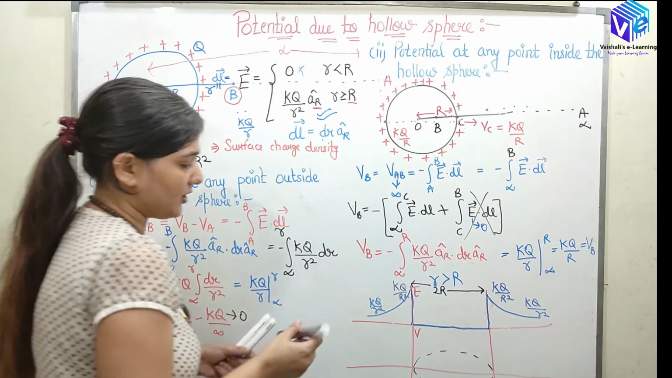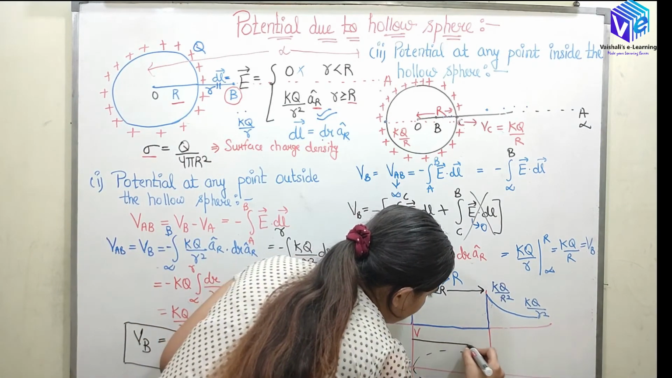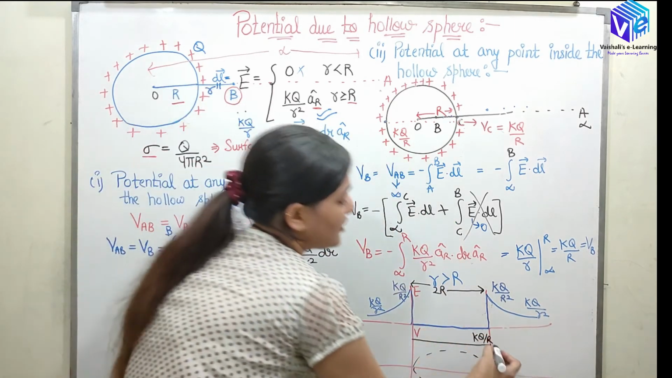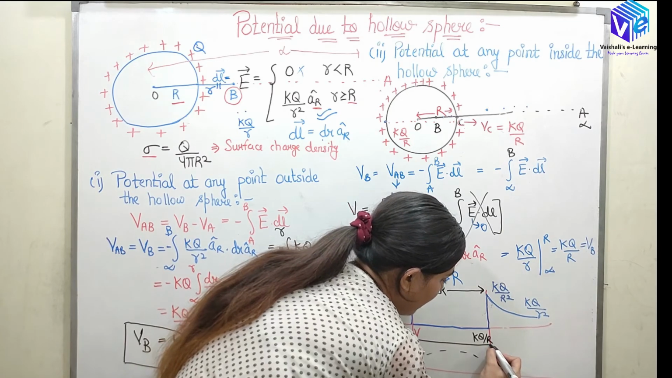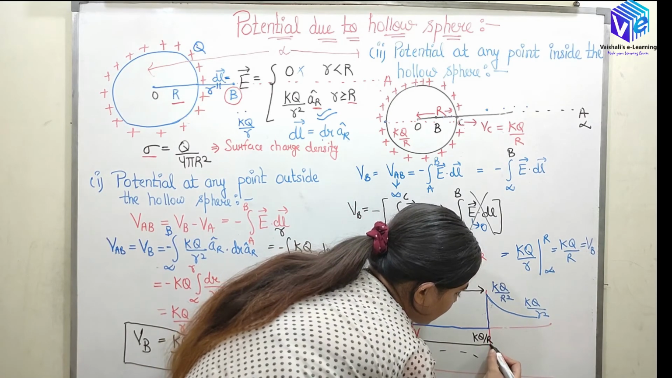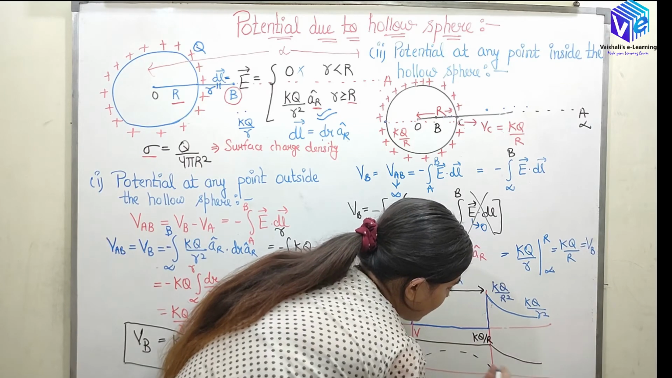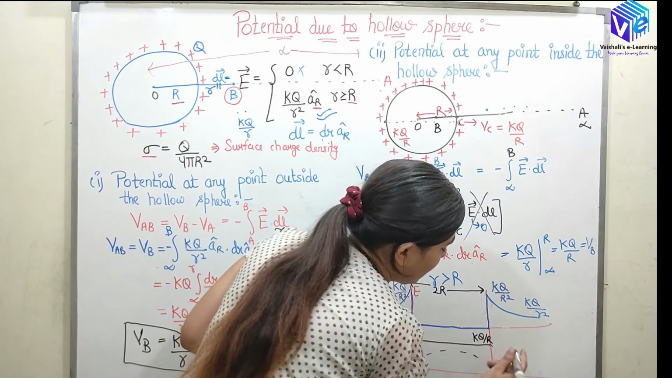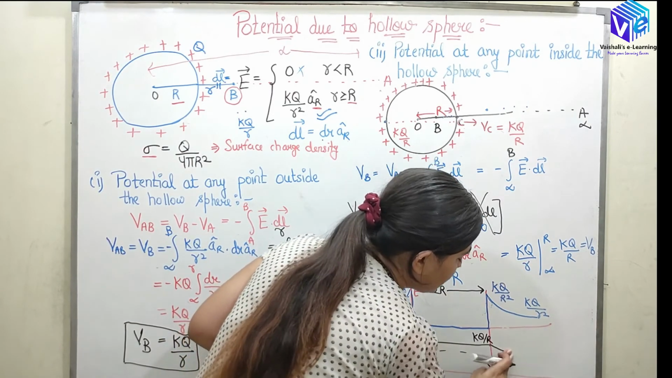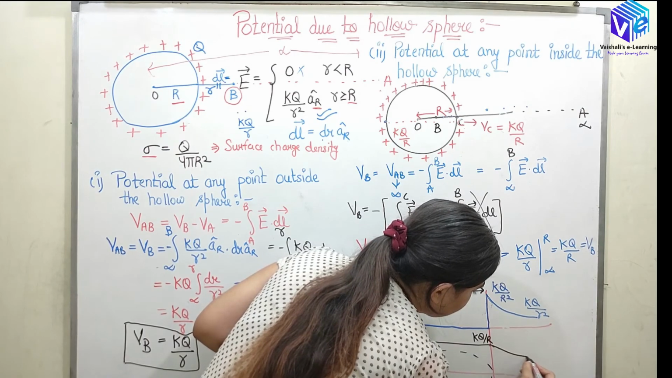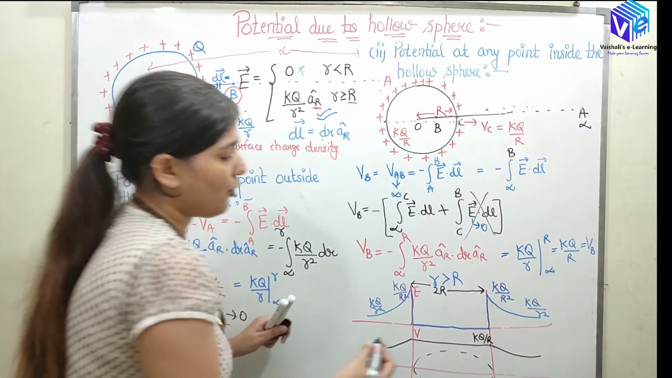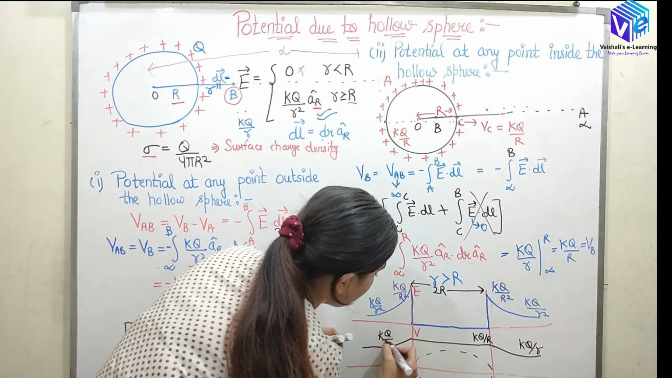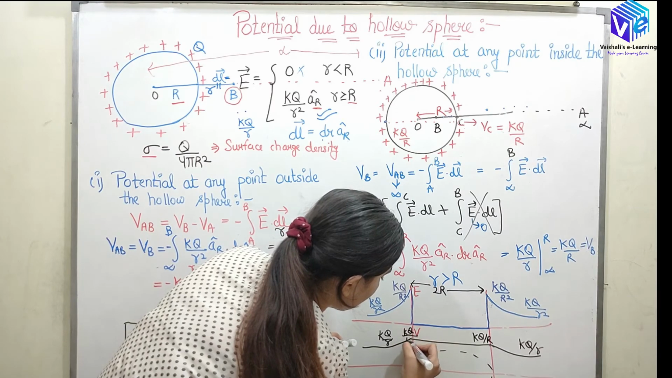Now coming to the potential. The potential at any point inside the sphere is KQ upon R, which is the potential on the surface that we have already derived. Now coming to any point outside, here also it will decrease, but the decrease is lesser than that of the electric field intensity. So you can see it here. Here we will be having potential KQ upon small r, and here KQ upon capital R.